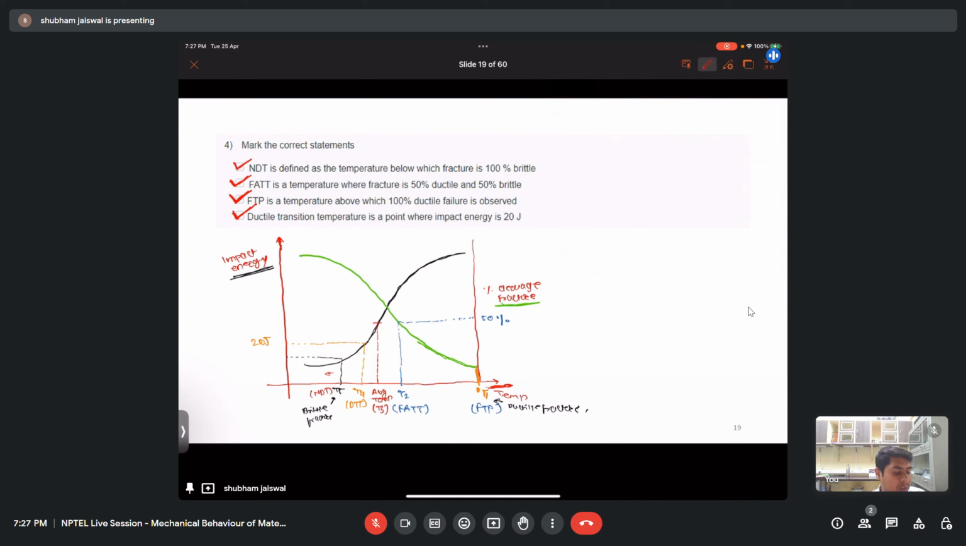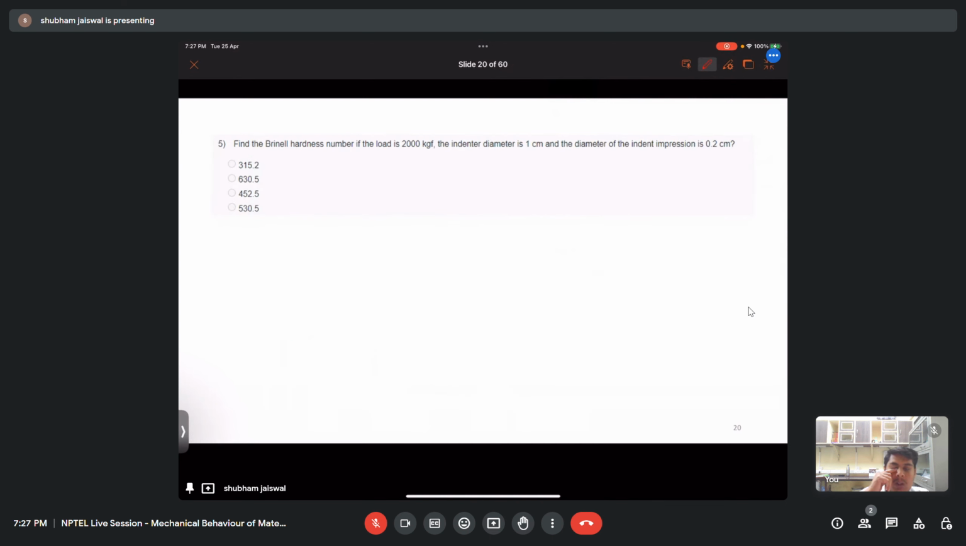So now moving towards the next question. Find the Brinell hardness number if the load is 200 kgf. The indenter diameter is 1 centimeter and the diameter of the indent impression is 0.2 centimeter.